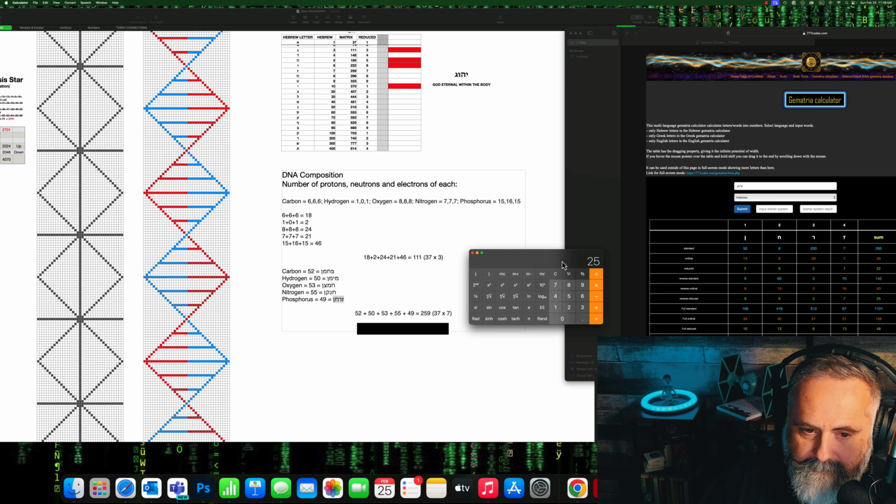7. Now keep in mind, up here we had 21. 2 and 1 is 3. So 3, and then 2 and 5 is 7. 3 and 7, it's that 3-7 connection again. That 37.